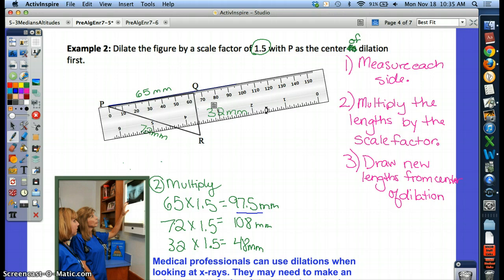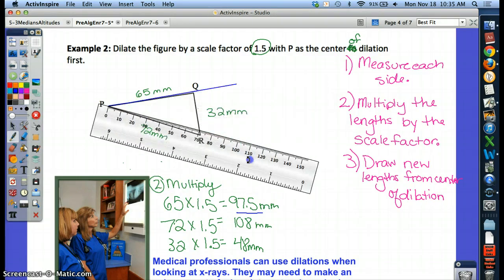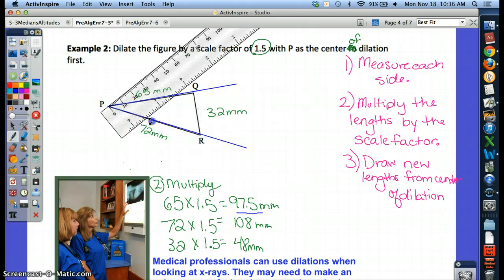And then I can turn the ruler. I'm going to measure my other side. Try to line it up the best as you can. Now the 72 length became 108. So I'm going to go down to 108 and draw that in. So you'll have to use your ruler. I'm using mine. The last side then.